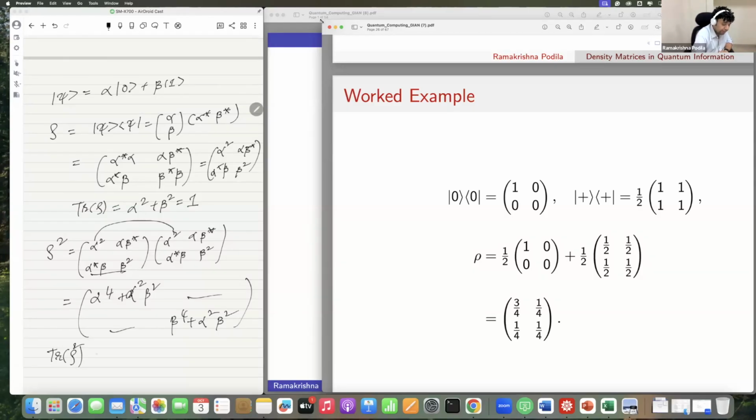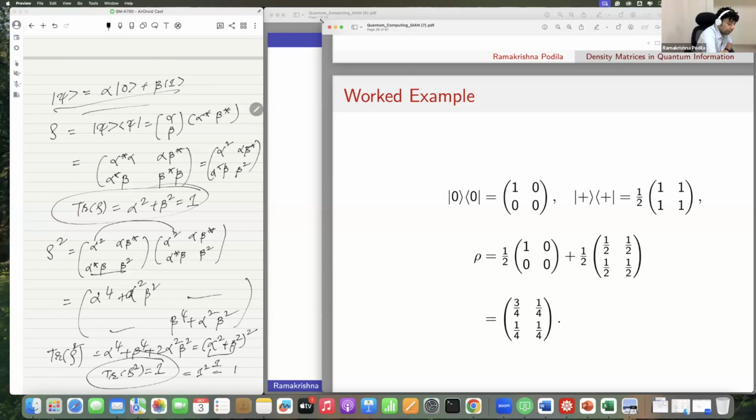rho square. And we saw that if I did that, I get alpha to the power 4 plus beta to the power 4 plus 2 alpha square beta square, which is nothing but alpha square plus beta square whole squared. But this is 1. So I get 1 square, which is 1. So trace of rho square is also equal to 1. Not just trace of rho, but trace of rho square is also 1. So then this is a pure state. Does that make sense?